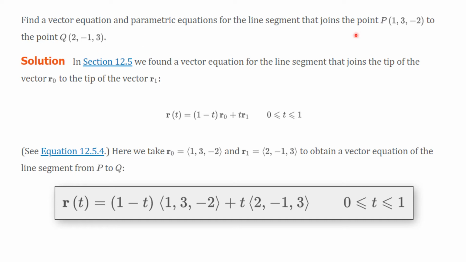Okay, well, this is the initial point, this is the final point, so we know from prior art that this is the vector equation: r of t is equal to 1 minus t times r0 plus t times r1, and so this is what we get for the vector equation. When t is equal to 0, we're at this point. When t is equal to 1, we're at this point. And the rest is points that are in between.